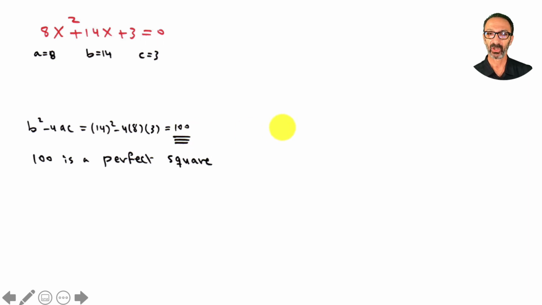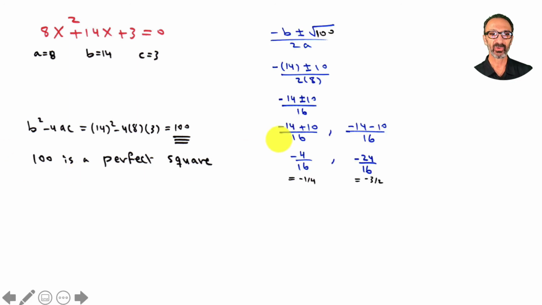Those numbers are good to have to use under the square root. They're called perfect squares. 25 is a perfect square, 36 is a perfect square, 81 is a perfect square, and so on. Using the formula, look at this right here. Square root of 100, that's the discriminant, is 10. So I'm going to end up with plus minus 10. And if you do the math, minus 14 plus 10 over 16, 2 times 8, that's twice a. And the other choice would be minus 14 minus 10 over 16. Simplify this, simplify this.